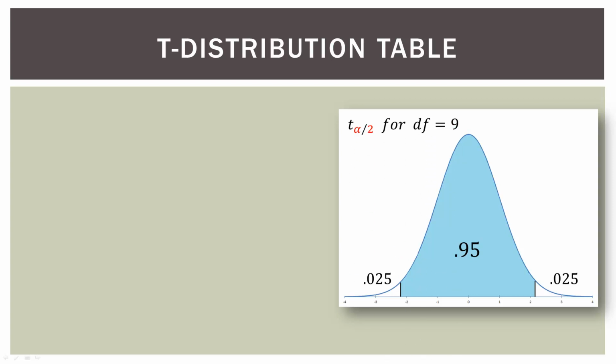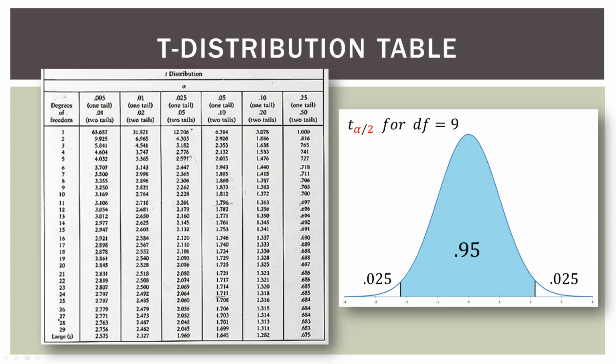Now we know that this is a t of alpha over 2 for degrees of freedom equals 9. So what is alpha over 2 in this graphic? Well, alpha divided by 2 is 0.025, because our alpha was 5%, divided by 2 is 0.025. So alpha divided by 2 is just the probability in one of the tails. So now we can go to our t-distribution table. Again, this is in every stats book you've ever laid your hands on. Of course, you can find them online.